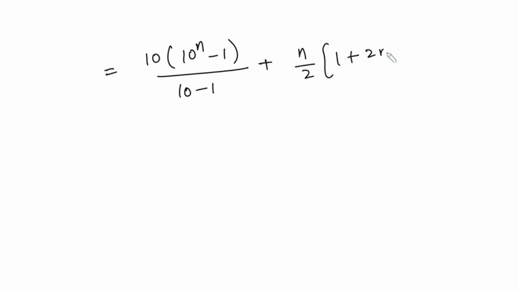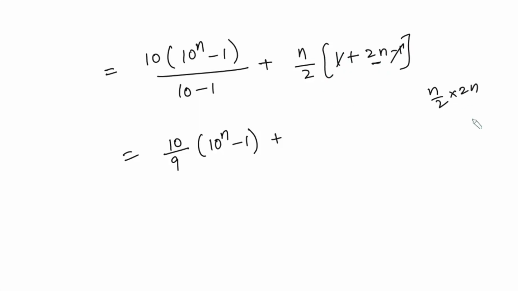plus the last term. And if we simplify this, we get 10 over 9, 10 to the power n minus 1, plus n over 2 times 2n, because 1 will cancel out. So n over 2 times 2n is the same as n squared. So plus n squared.